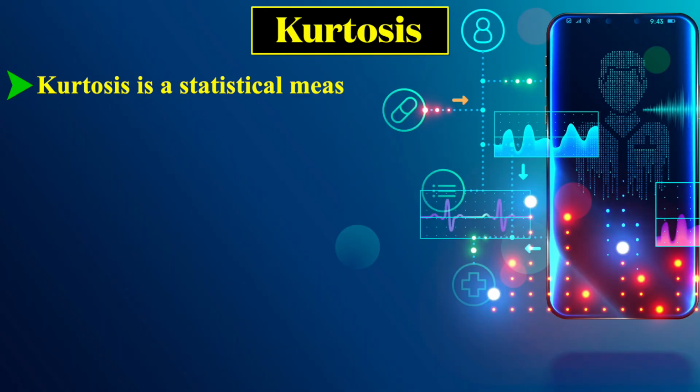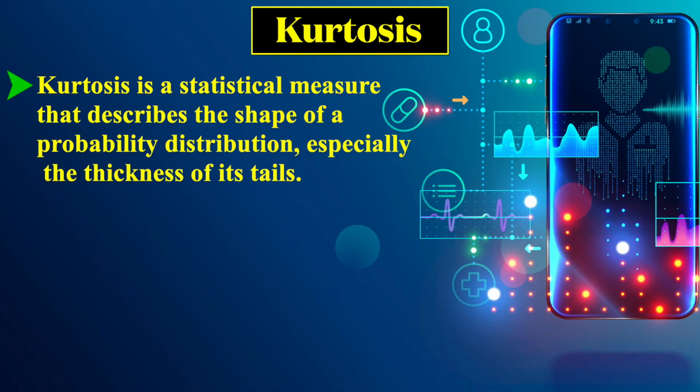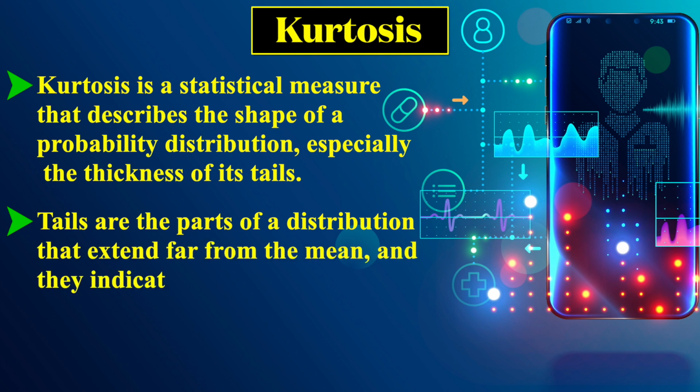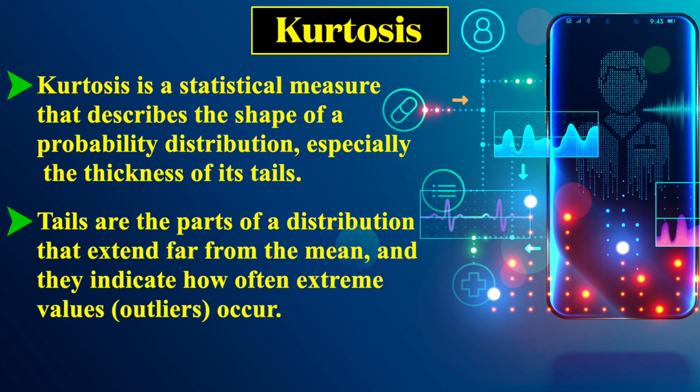Now another feature of the image, kurtosis, very popular among researchers and image processing experts. Kurtosis is also a statistical tool or a statistical measurement. It describes the shape of the probability distribution. It is based on the probability. Especially the thickness of the tail is important in the case of kurtosis. Tails of the distribution are the part of the distribution that extend far from the mean, and they indicate how often extreme values, outliers, occur in nature.